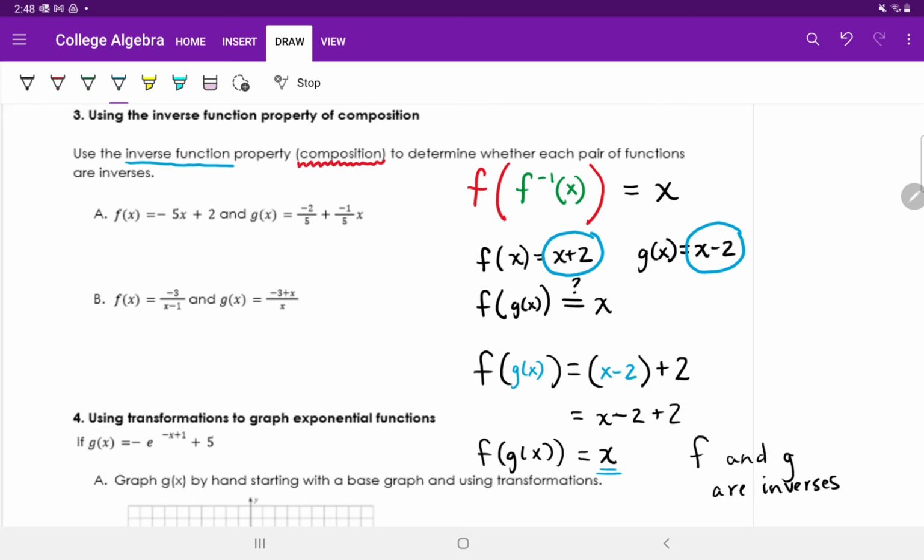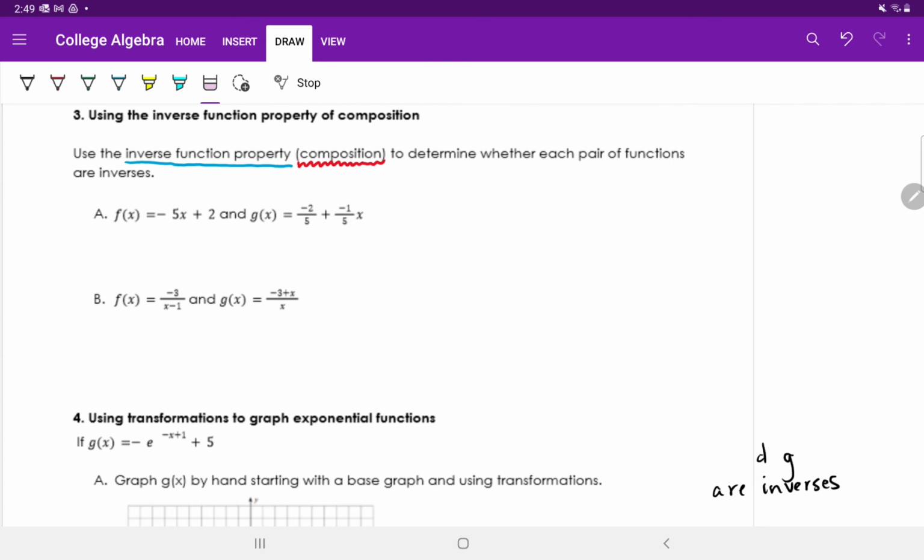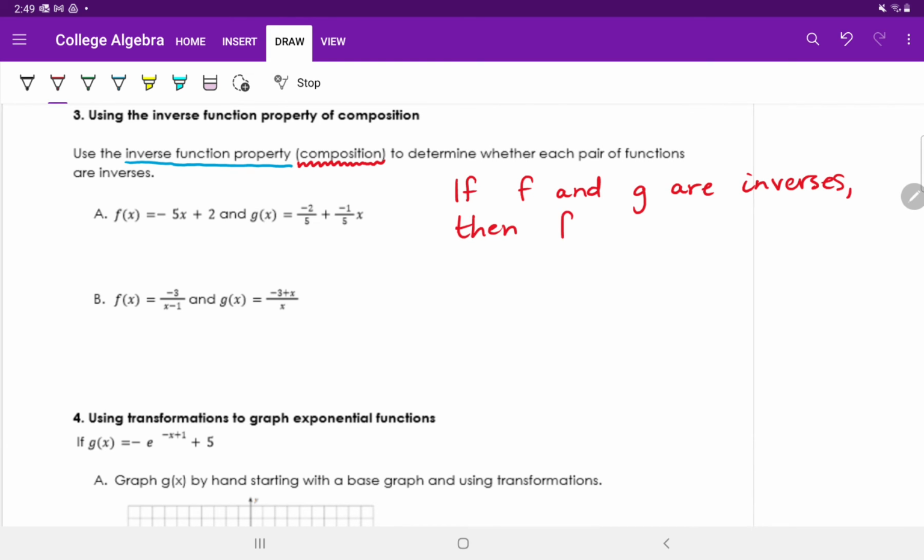The inverse function property. So I'm going to actually write out the inverse function property for you. The inverse function property says if f and g are inverses, then f of g of x is equal to x, and g of f of x is equal to x. That's the property that we're going to try to show for A and for B.